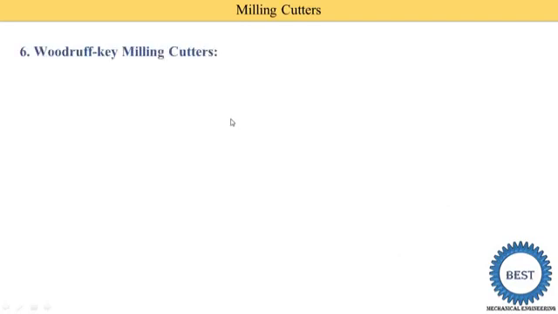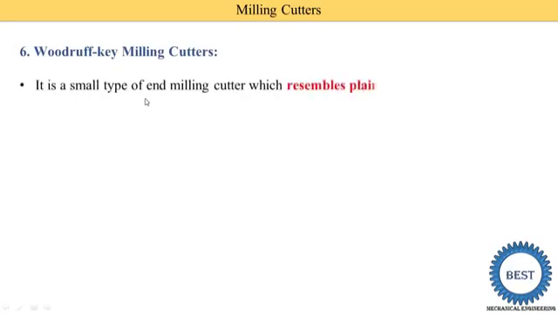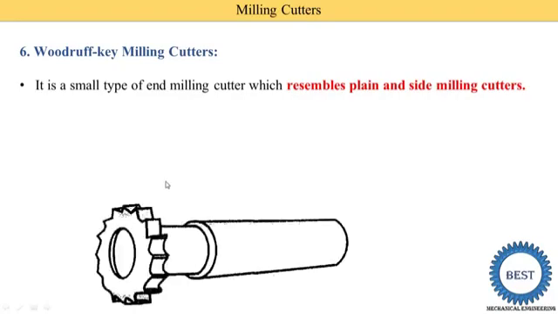The next type is the Woodruff key milling cutters. It is a small type of end milling cutter which resembles plain and side milling cutters. Now what is the meaning of resembles? Resemble means it looks like or it is the same as a plain and side milling cutter. So look-wise, the Woodruff key milling cutters are the same as the plain and side milling cutters. Its image is also here, you see.